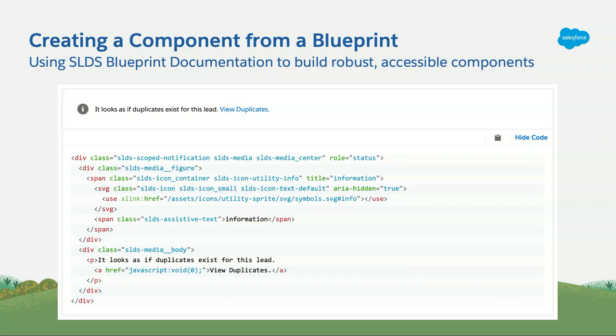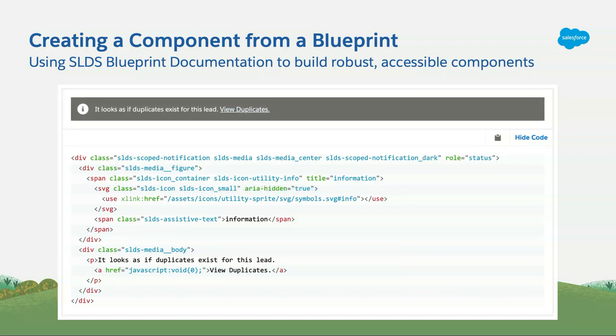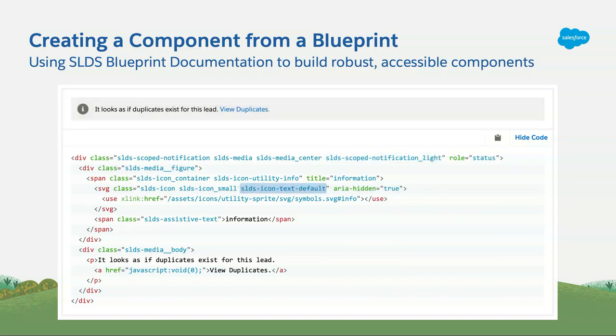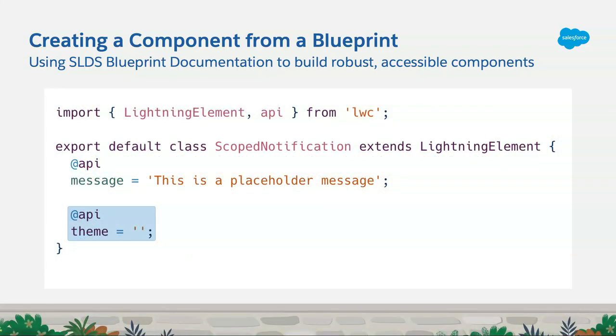So one more thing we have to do here. If we look back at our component blueprints, we'll notice that there's a couple different examples they have, and these are examples of theme modifiers. We go through the different ones, and we see a light and a dark, and we look at the blueprint code and see what changes. That class name modifier gets added for that scope notification dark, and then we also have this icon text default when we have the light icon. So we need to bring those to life, too.